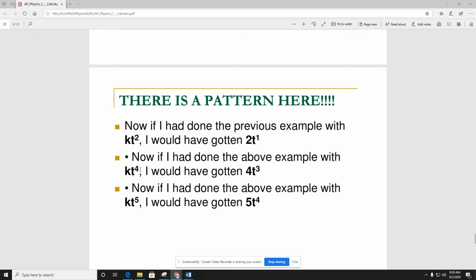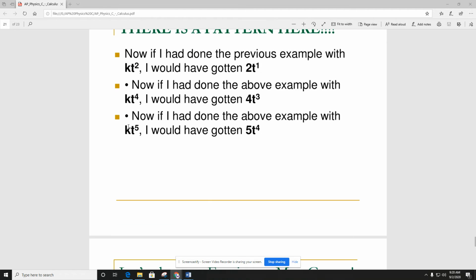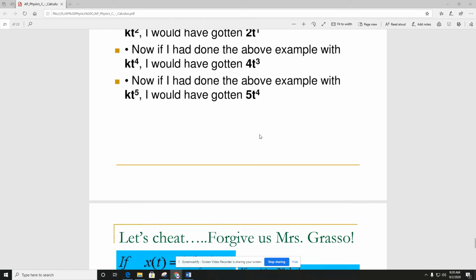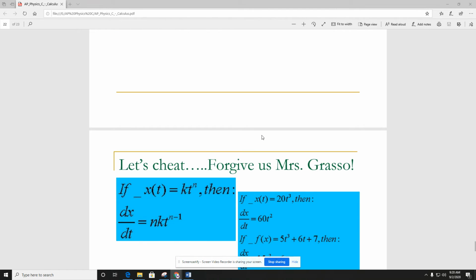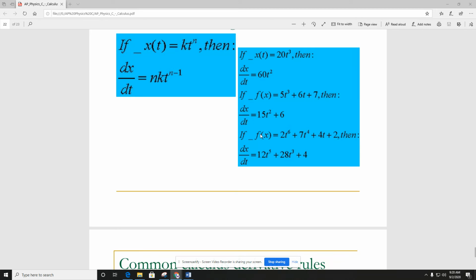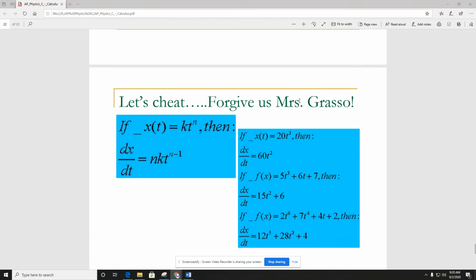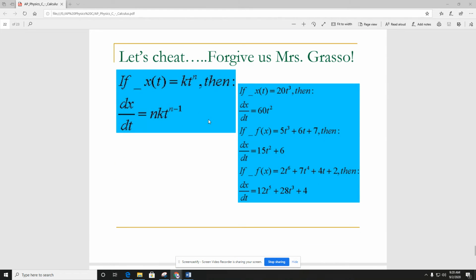If I do this with kt to the 4th, we would multiply this whole quantity by 4, subtract 1 from the 4, and we get 4t cubed, okay? If we do this with kt to the 5th power, we would multiply this whole quantity by 5, subtract 1 from the 5, and we get 5t to the 4th, okay? So we should have, forgive us, Mr. Guerreri, is that how you say his name, I hope? All right, so we are just going to do a shorthand.